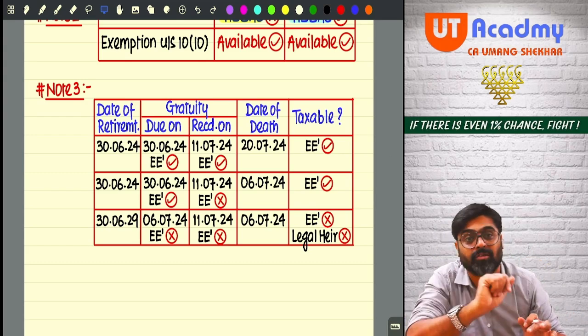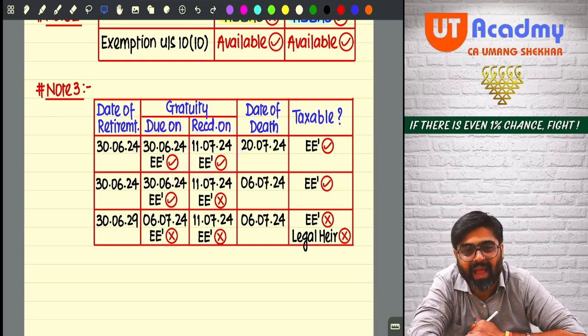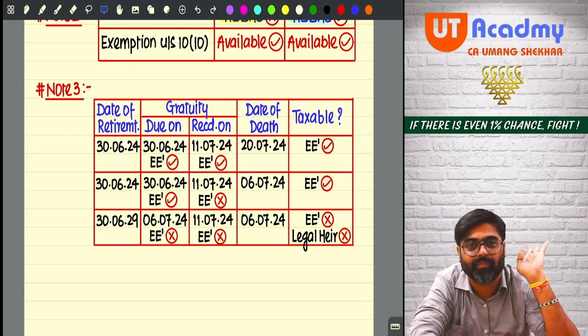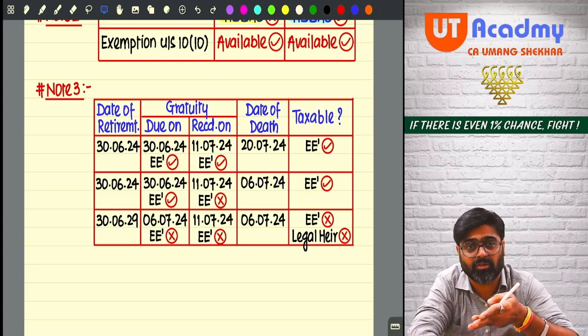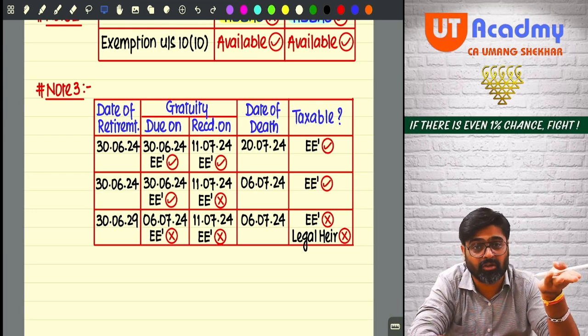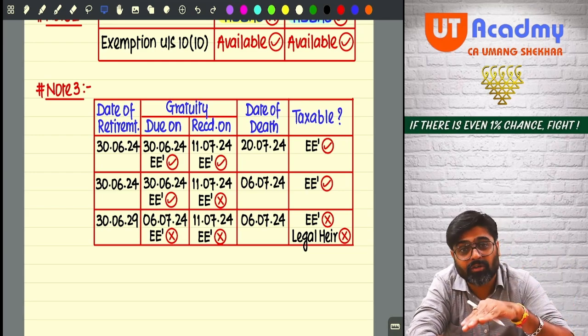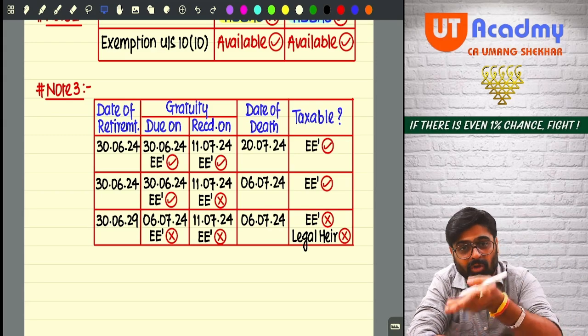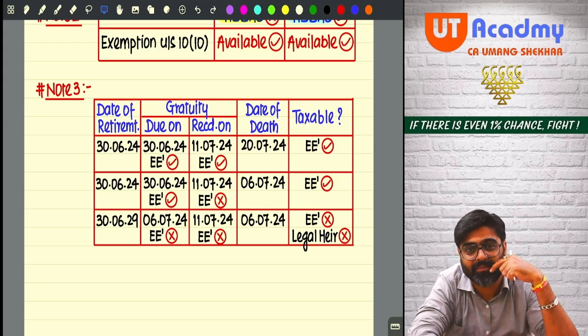On what basis? Due basis. Because due is happening before its receipt, and at both the times the employee was alive. So it will be taxable for whom? Employee only. On what basis? Due basis, because at the time when it was due, the employee was alive. No need to tax it on receipt basis. Why? Because receipt is happening after and due is happening before. So it will be taxable on due basis. Getting my point? Now second example.